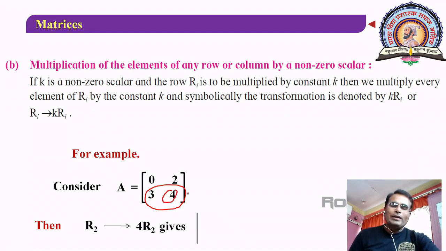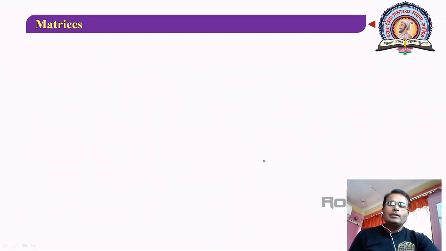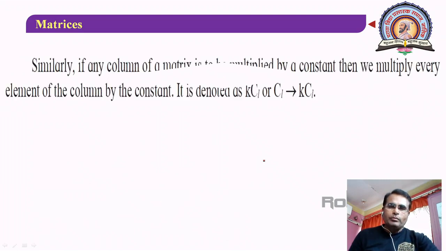So let us see what it gives. There is no change in the first row, 0, 2 remains as it is, but here 3 into 4 is 12 and 4 into 4 is 16. So this is your new matrix. Again this given matrix A is equivalent to this new matrix. This way you can consider the second type of transformation, that is multiplication of a row by a scalar. Similarly, we can consider multiplication of a column by a scalar. That is what is written here.